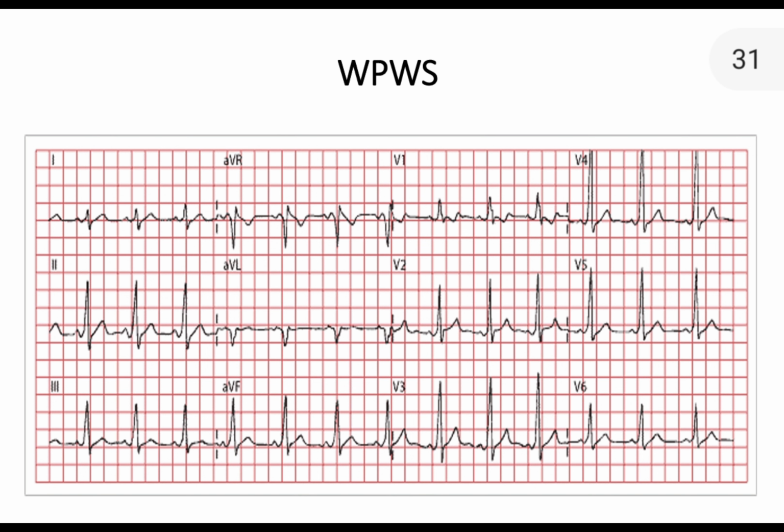Secondary ST-T wave changes. These are repolarization abnormalities that are often seen in WPW. They are typically opposite in direction to the delta wave and QRS complex.